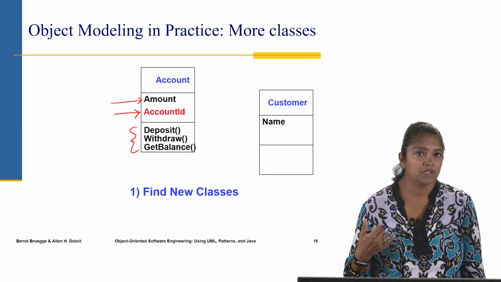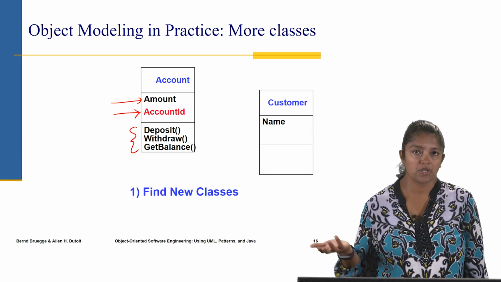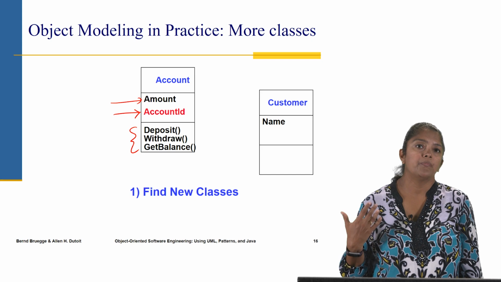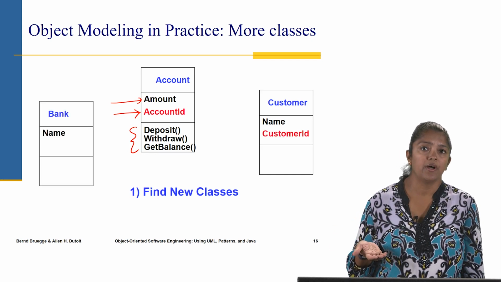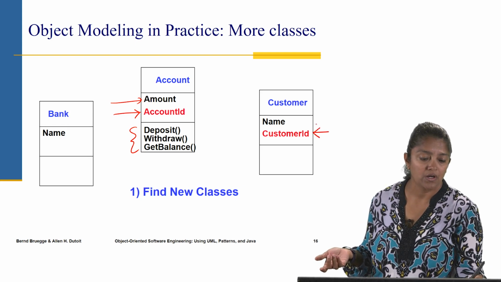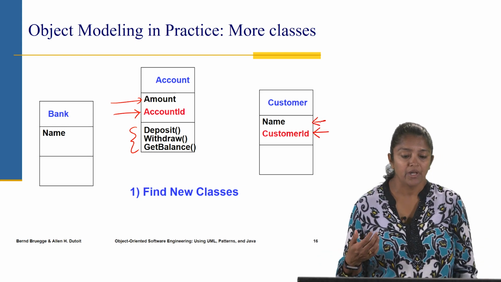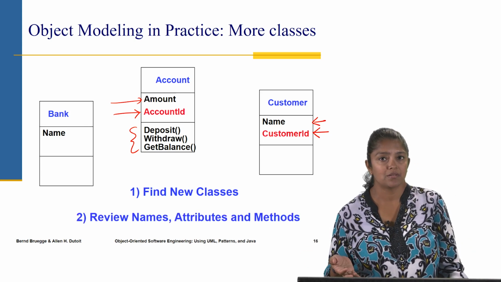What other classes are needed? So then we come up with, say, customer. There's a customer because it's the customer who owns an account. The customer has a name, and then the customer also needs a unique identifier. Now we make sure we name those IDs correctly. So in this case we call it a customer ID and a name. And then there's a third class that we need, which is called bank, and then the bank has a name.